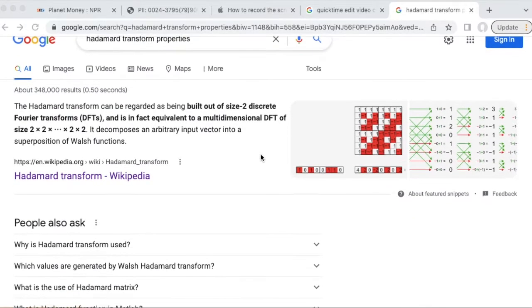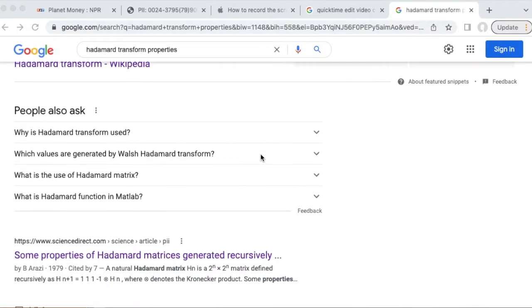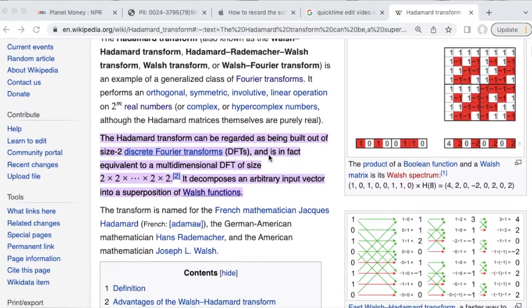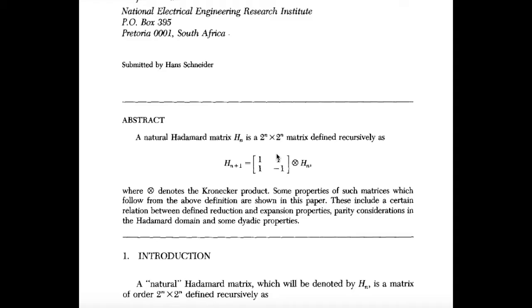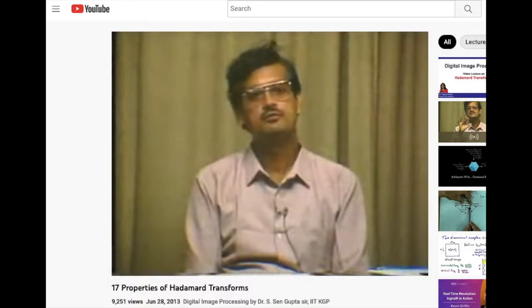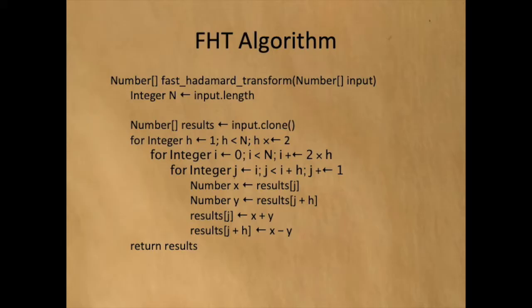Of course, our first step was to Google properties of Hadamard transforms. We found a few sources. Of course, Wikipedia has a page. There's a wonderful paper by Arazi, and there's a wonderful video by Gupta. But we didn't find very much, and none of it answered our questions.